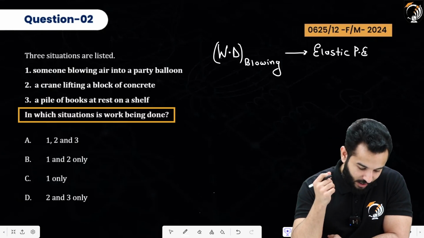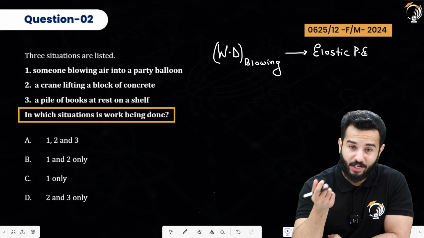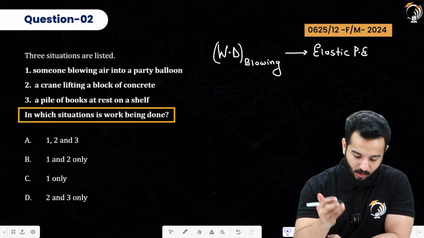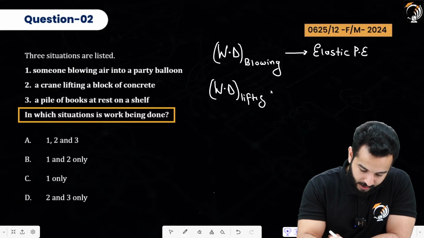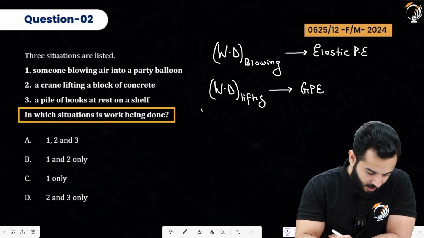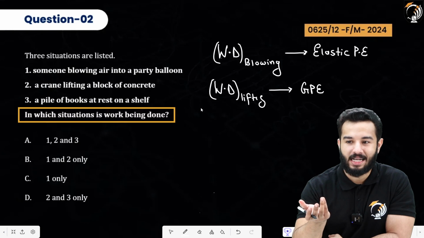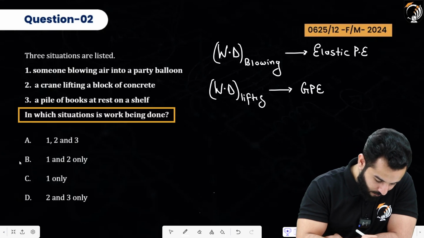A crane lifting a block of concrete. So again, a crane is lifting a block of concrete. That means there's going to be work, because the work done in lifting the concrete is getting converted into gravitational potential energy. A pile of books at rest on a shelf is not displacing, so there is no work done. So it's 1 and 2 only. That is option B.